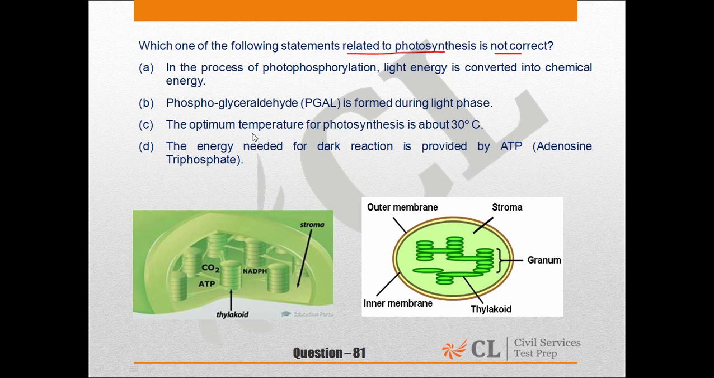B. Phosphoglyceraldehyde is formed during light phase. C. The optimum temperature for photosynthesis is about 30 degrees Celsius. D. The energy needed for dark reaction is provided by ATP.